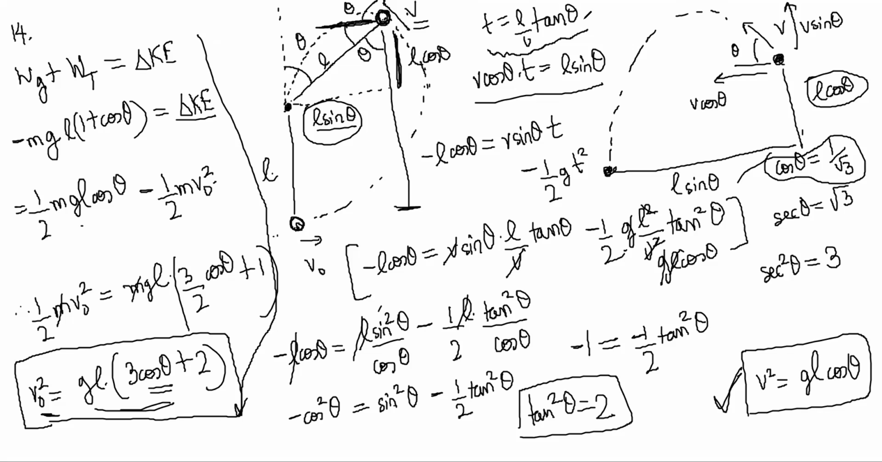So tan theta is root 2. Perpendicular by base is root 2, so perpendicular is root 2, base is 1. So cos theta will be 1 by root 3, right? So then you found your cos theta, correct? Okay, got it.